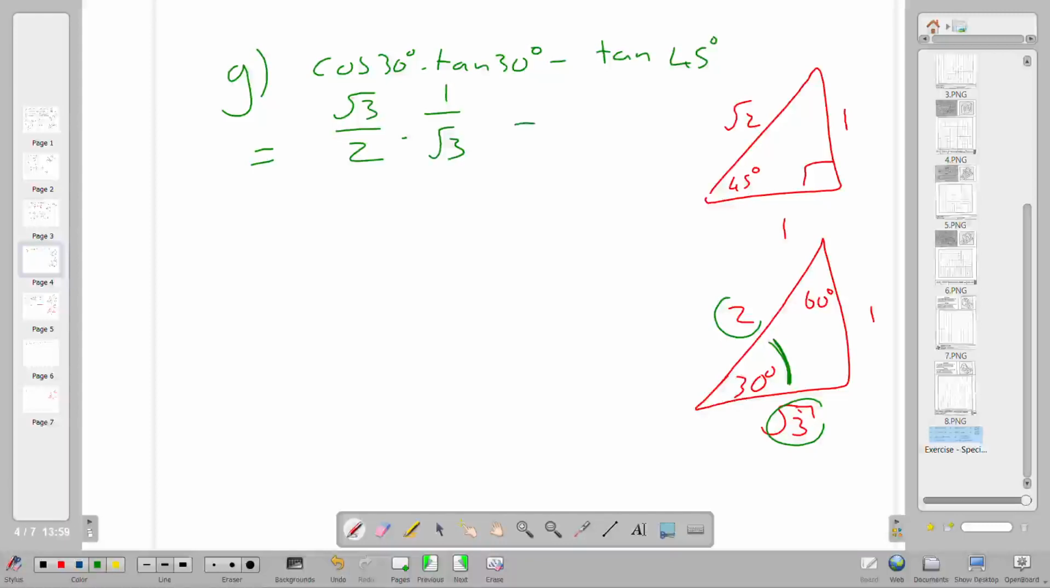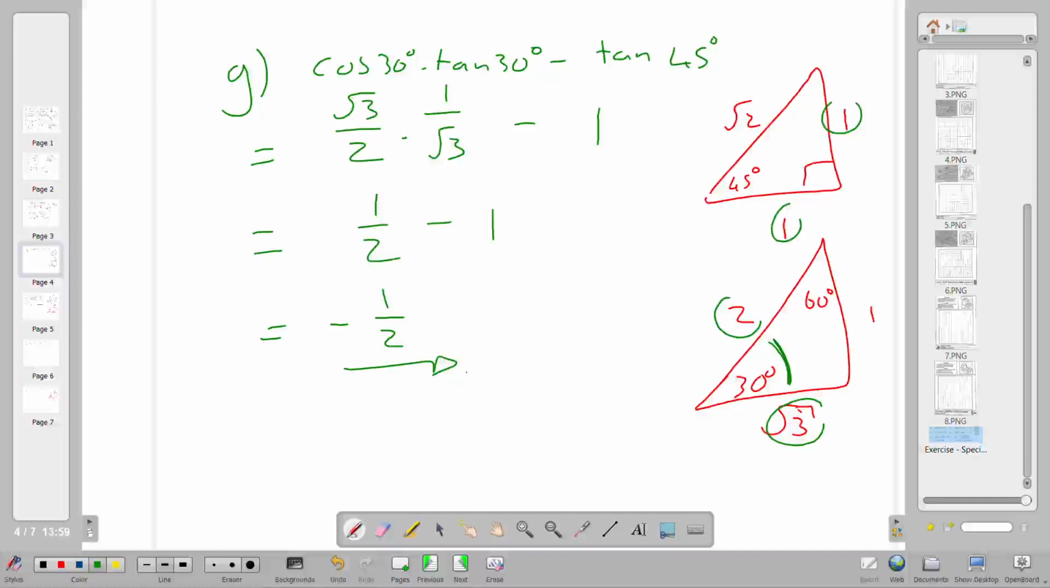Right, so next we have tan 45, which is opposite over adjacent, so it's just 1. So if I simplify this further, I'll see that the root 3 and the root 3 cancel out, so it becomes 1 over 2 minus 1, right? 1 over 2 minus 1, which is equal to negative half. Always at the end, go double check your answer on the calculator, but you should get exactly that. Alright, but you get your marks for showing the steps.